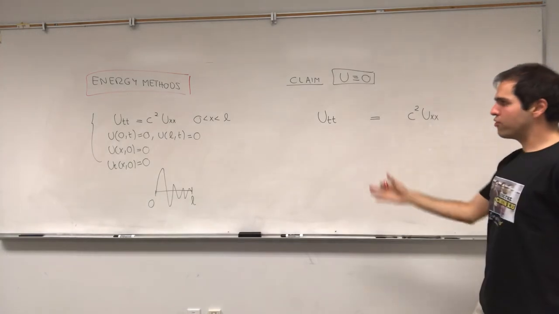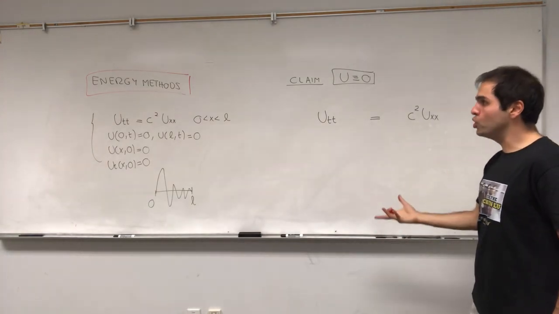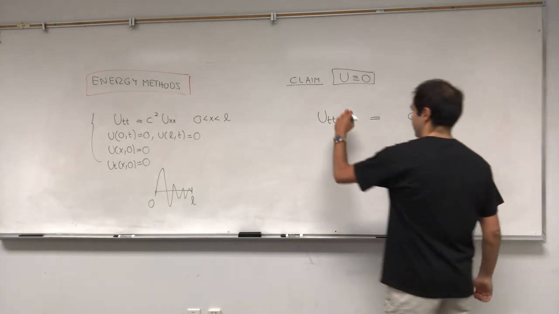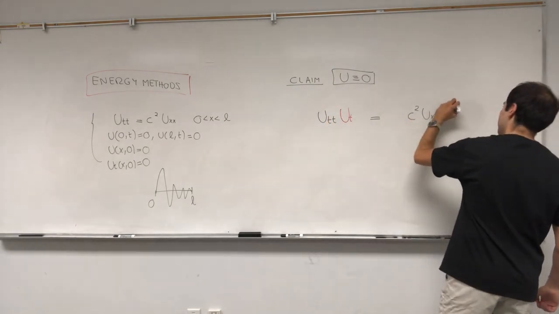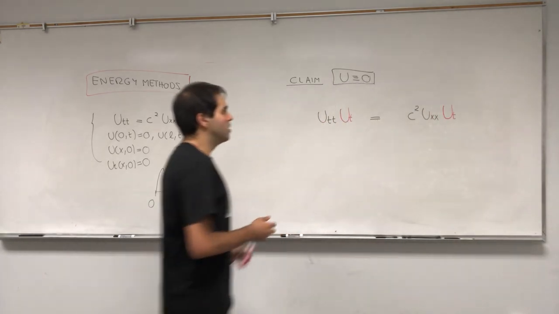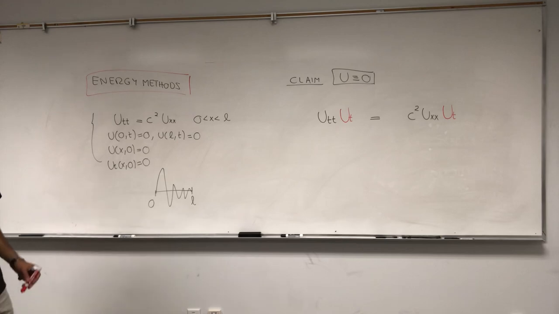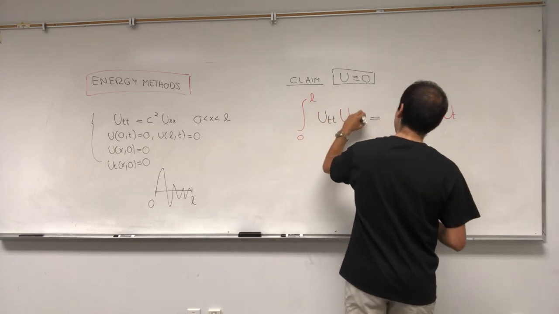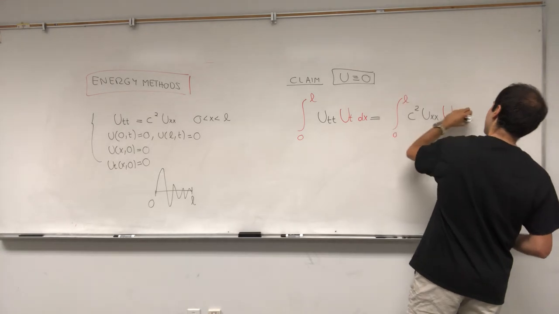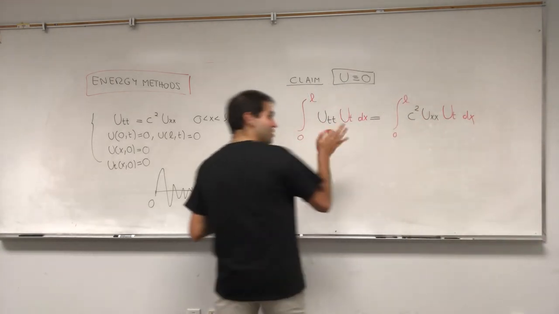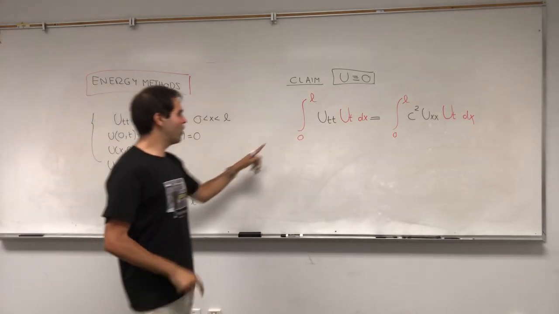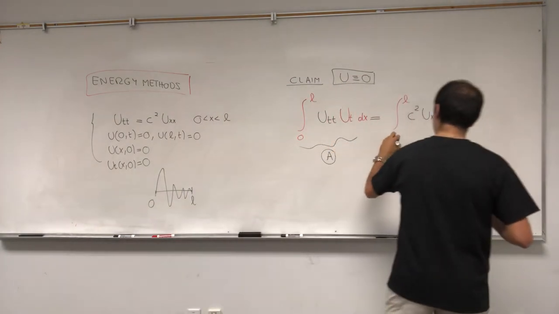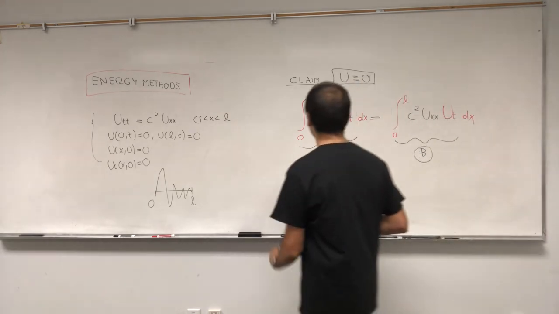Before, for the heat equation, we multiplied by u. But it turns out here it's nicer to multiply by u_t, and you will see why, because we have an even better estimate. For the rest, we integrate from 0 to L with respect to x. In addition, we want to rewrite the terms A and B, the left-hand side and the right-hand side, because what's interesting is we'll get a sort of conservation of energy.